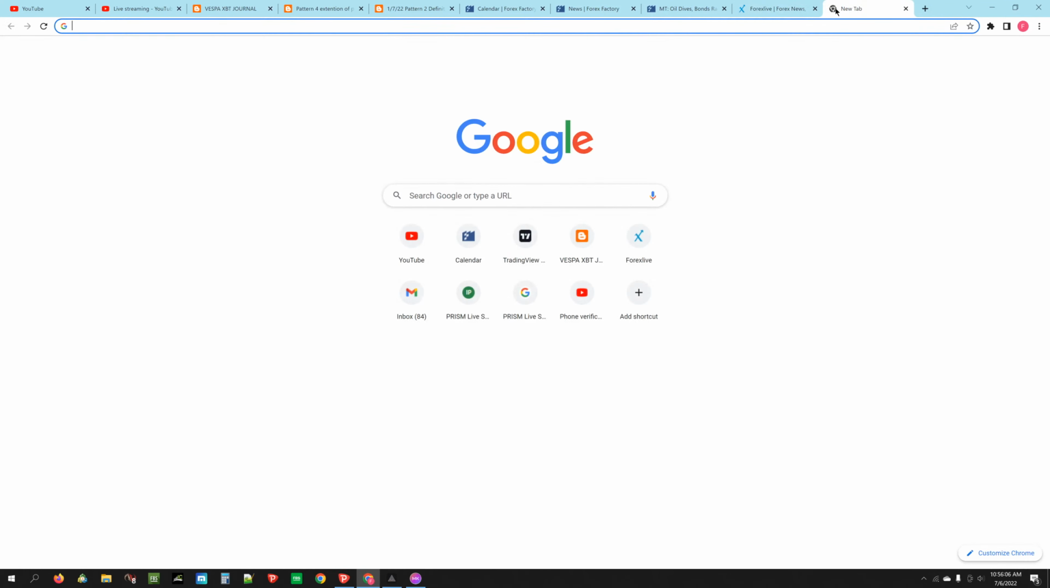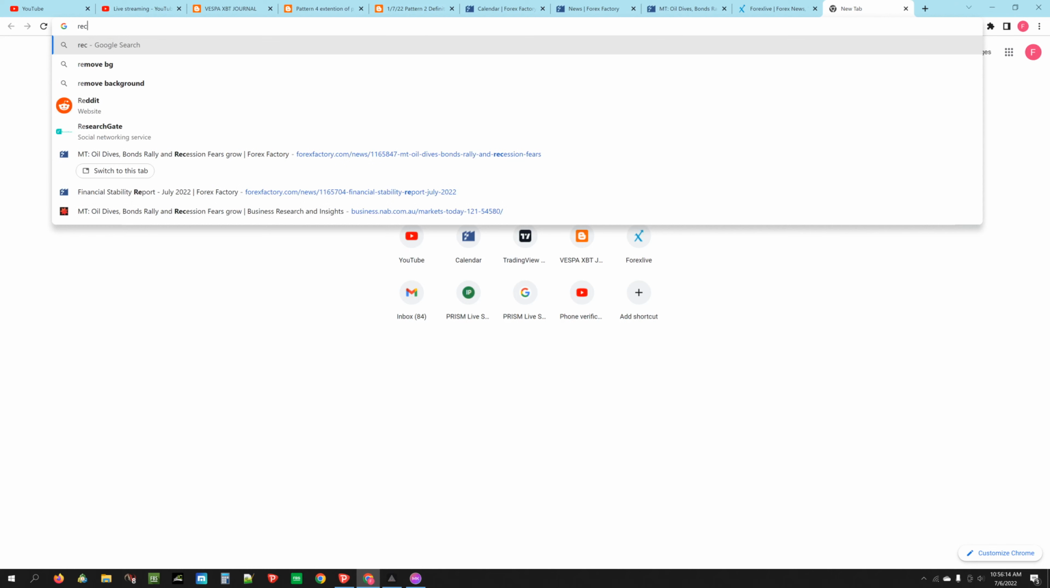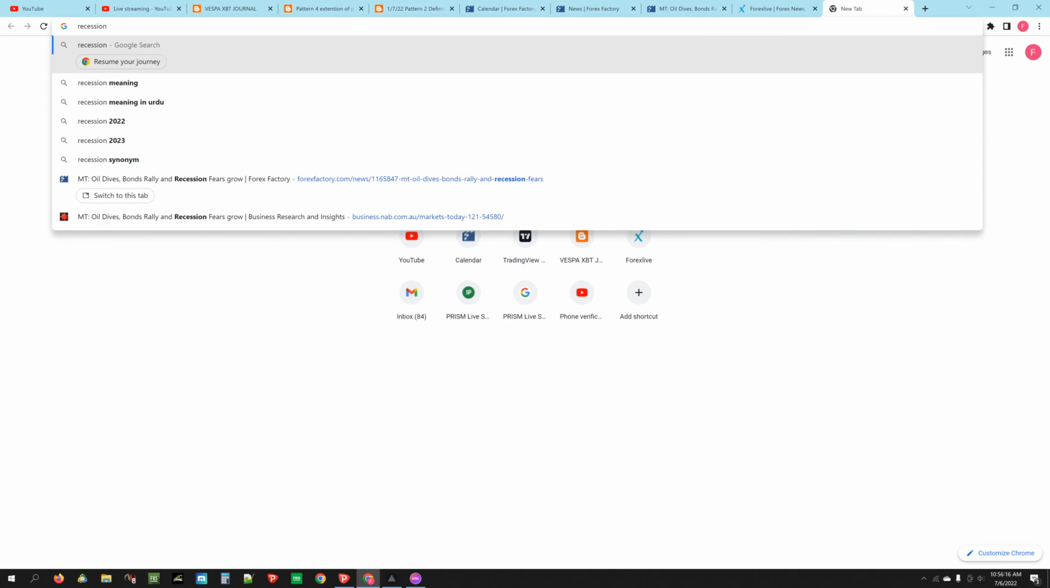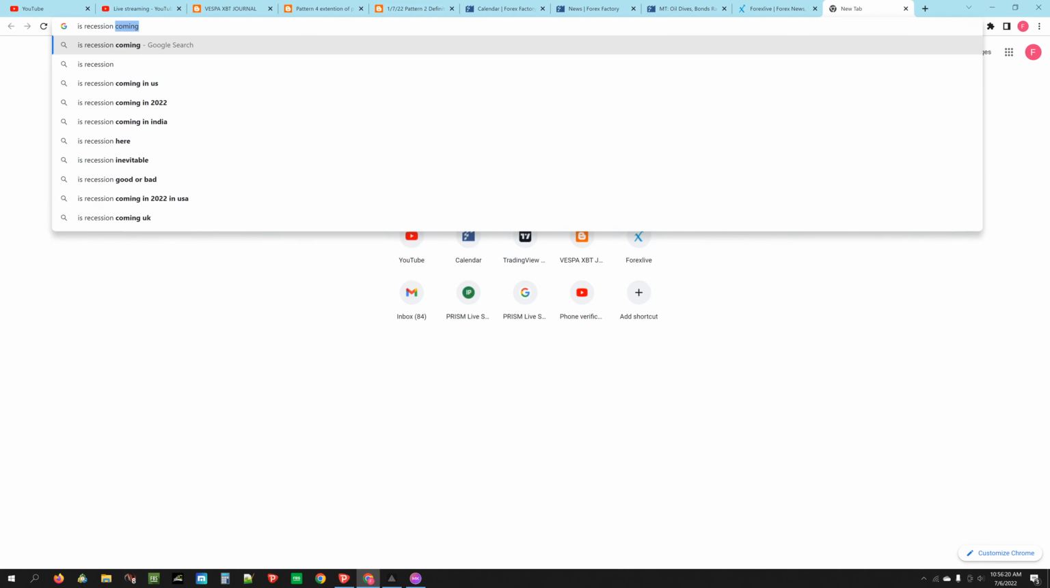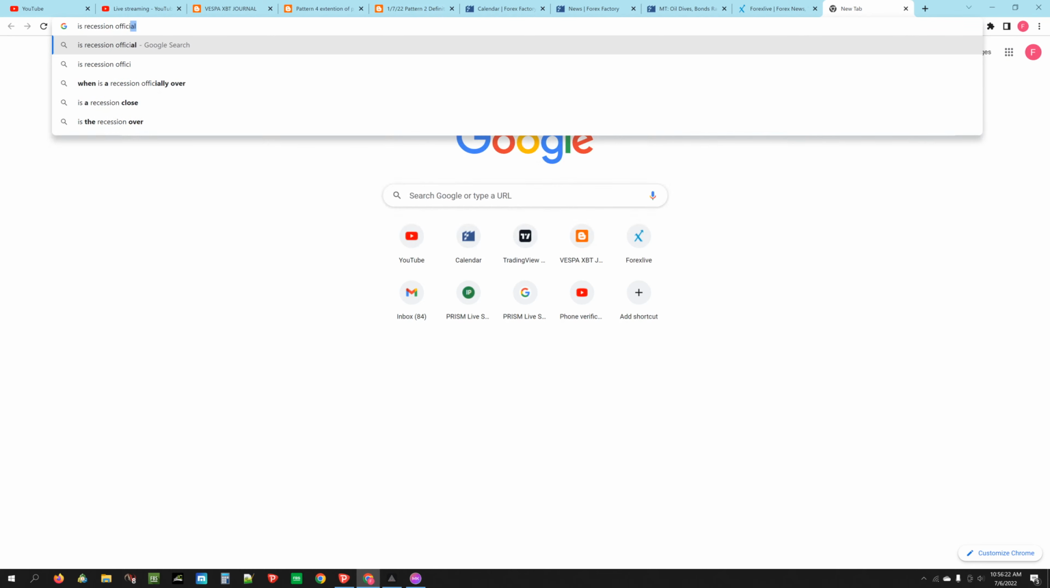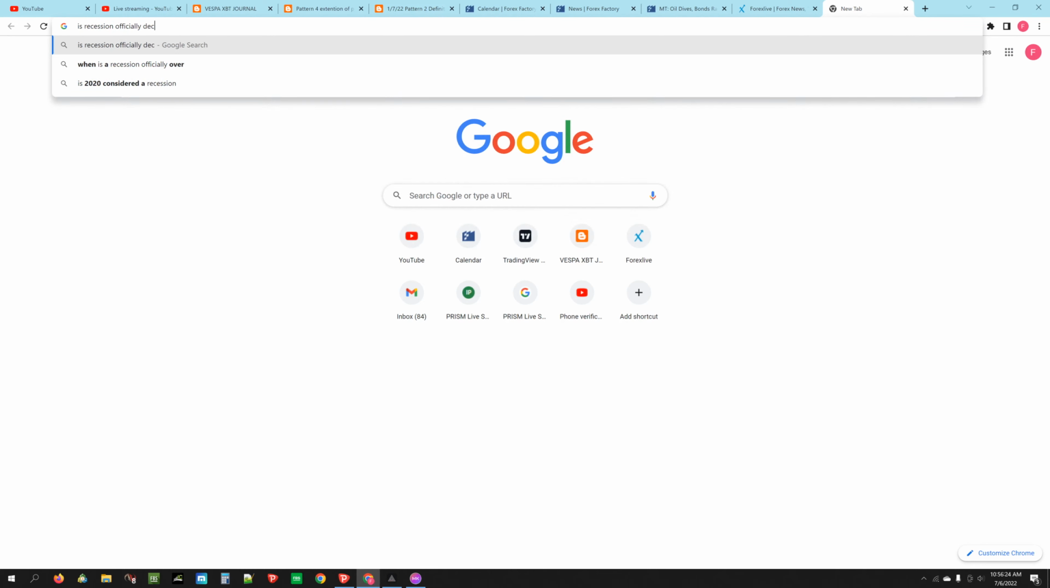I don't know what the technical indicators are that show we are in a recession. So let's look at if recession is officially declared in some countries.